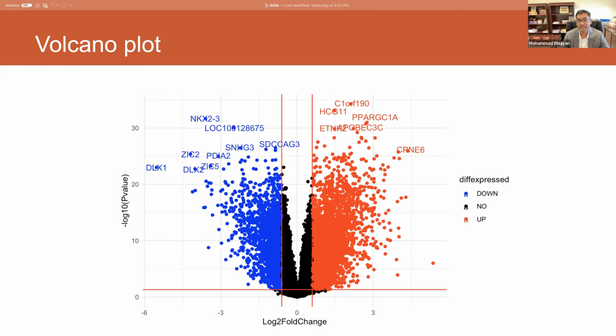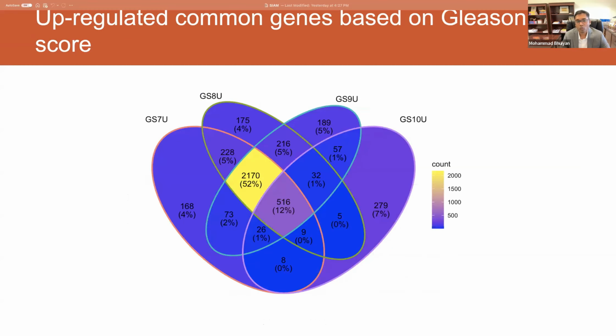So here we can see a bunch of genes actually got upregulated at the time of the cancer, and also a bunch of genes got downregulated at the same time. So we need to identify, this is a lot of genes. So identifying these genes is also very difficult. So from here, we wanted to see how many genes are actually common in this Gleason score.